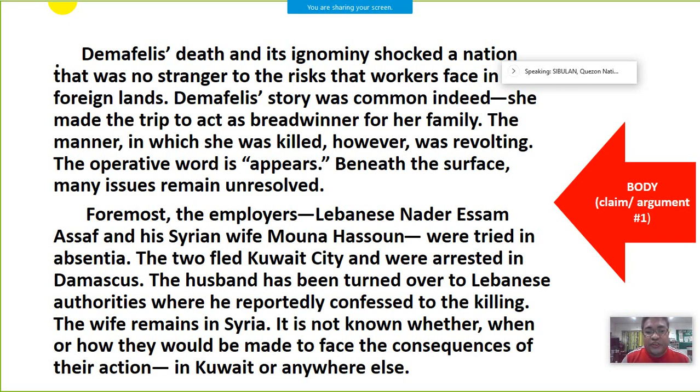So, after arresting the Lebanese employer, what happened? It is not known how or when they would be made to face the consequences. Everything ends with the arrest. And the wife, who is also an accessory to the crime, is still at large. So it tallies with the title. It's not over. It also tallies with the position. It appears justice has been served.